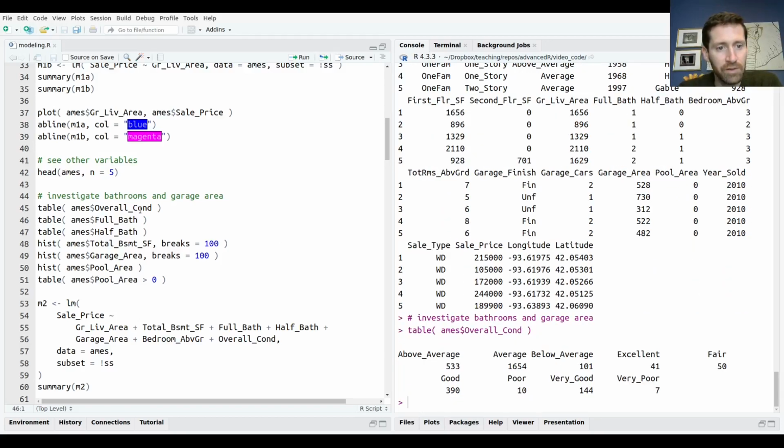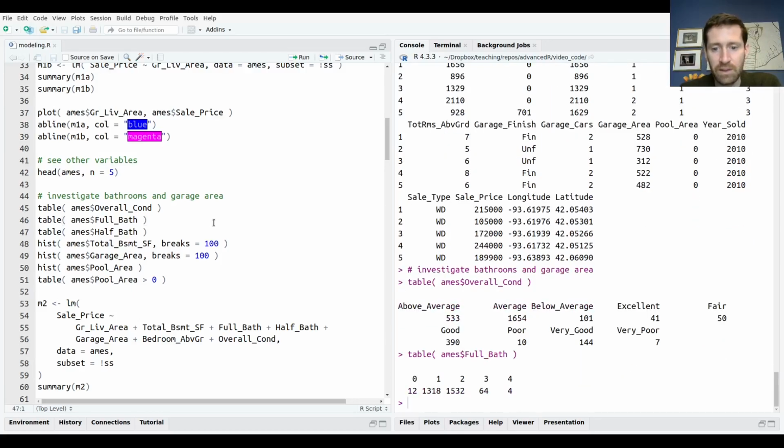All right, overall condition. If we just do table on that variable, it spits out all the different conditions, and then it says how many fall into each category. So a lot of them are average, which makes sense. Some are above, some are below, and then there are various other categories. Good comes up a lot. There are a few very poor, a few very good, and 7 very poor. Okay, full bathrooms: there's between 0 and 4.